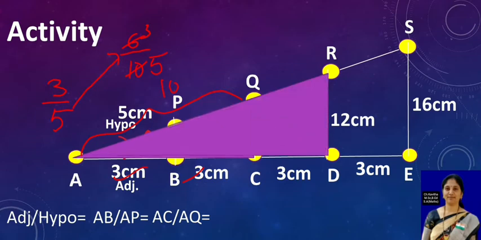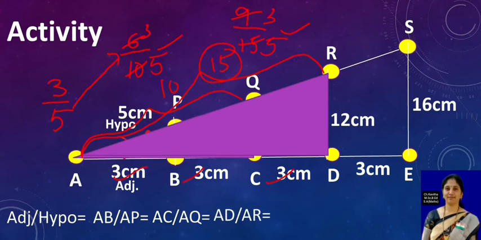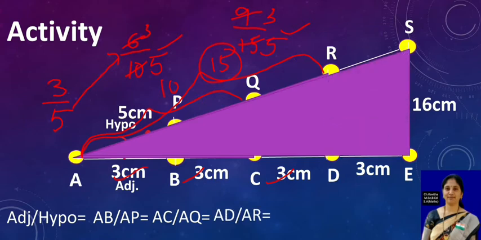Consider the other triangle ADR. Here also we already know that AR is 15. So A to R is 15 and adjacent becomes 9 here. So adjacent 9 by 15. We can cancel it by using the 3 table: 3 3s are 9, 3 5s are 15. We get the same 3 by 5 here. So we can say that the ratio of adjacent by hypotenuse is same. That means AD by AR. Similarly, we can take another triangle and we can say that AE by AS is also same.